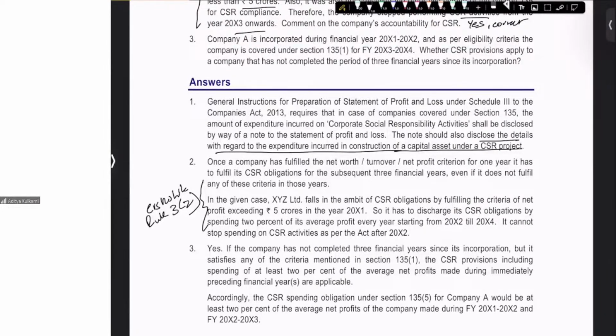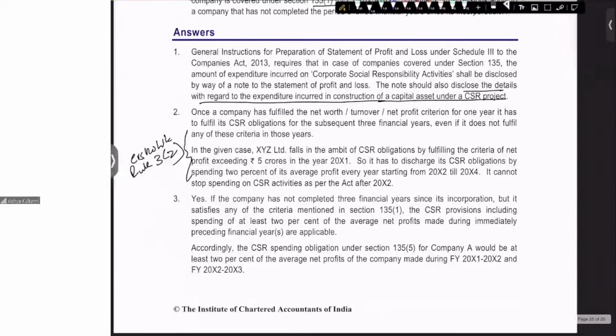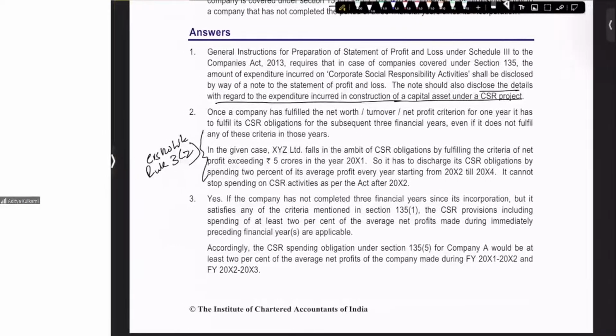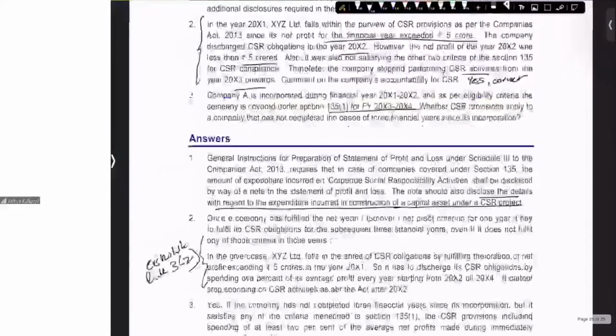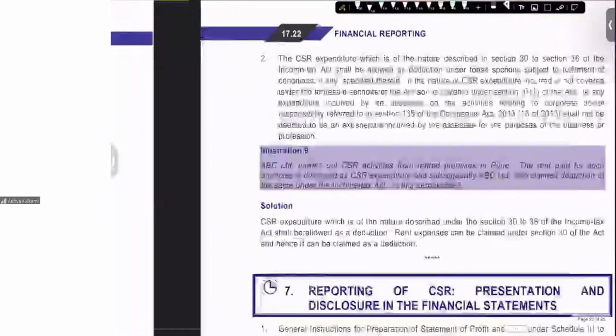Company A is incorporated during X1, X2. As per eligibility criteria, the company is covered under 135(1) for financial year X3, X4. Whether CSR provisions apply, definitely they will apply if the preceding periods are less than 3 years. All the 3 years will be considered. Is it okay? So that is there. And that kind of concludes all the questions. Please go through the illustrations.